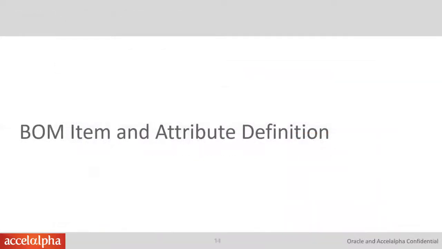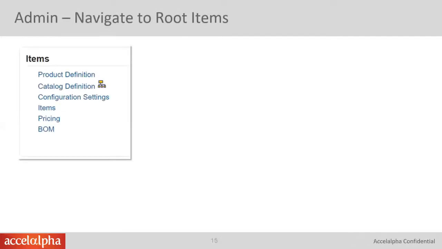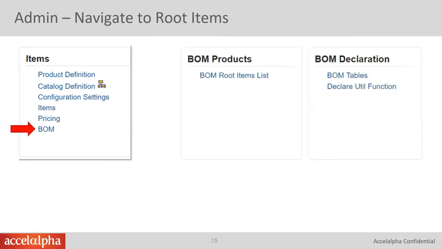All right, now we'll go through some examples. We'll start with the BOM item and attribute definition tables and how they're represented in CPQ. There are some new administrative pages that you can use to navigate to see some of this. Under admin, if you log into CPQ, under the items section, there's a new BOM link that, when you click, presents you with these links.